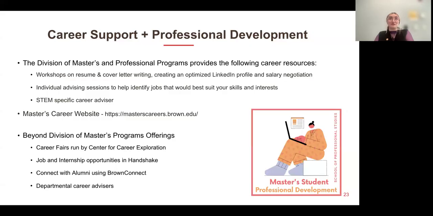Brown's been around for a really long time and has a lot of different programs, and alumni are always wanting to get involved with current students. So that is a great resource there. They will always be sharing different resources that they come across. So that's a really nice resource there. And then you have departmental career advisors as well, as Mike spoke about. Next slide, please.